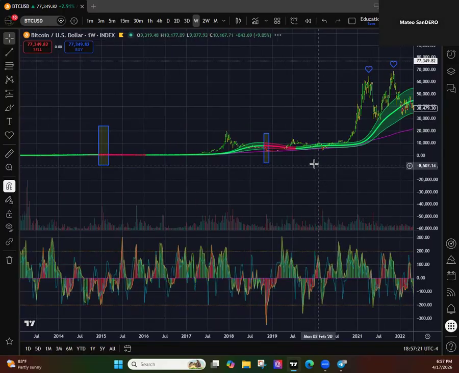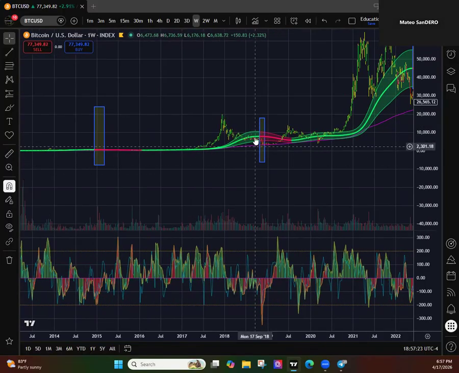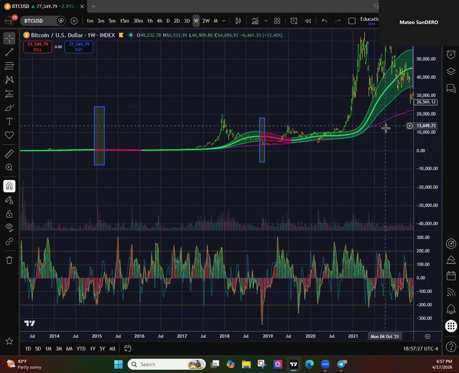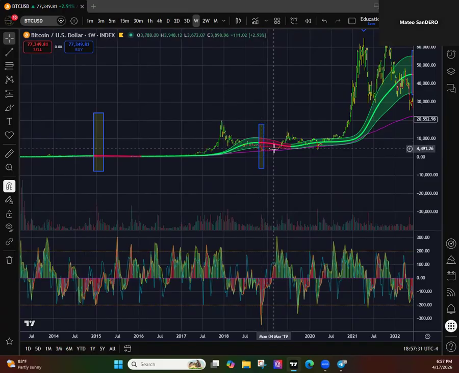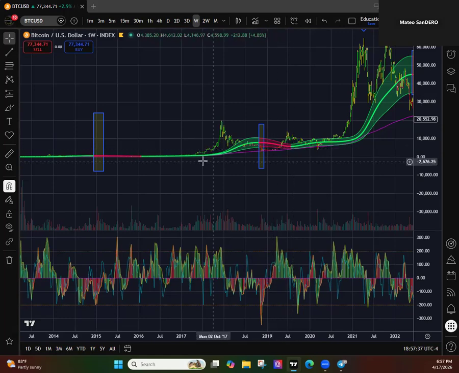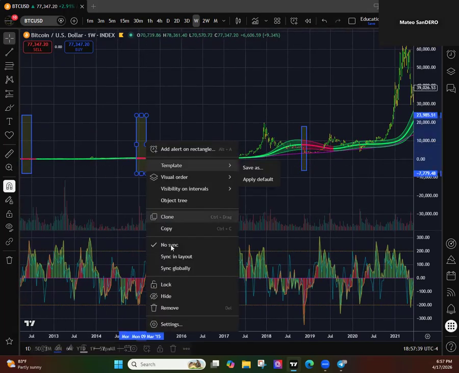Once again, if we clone how much time we've spent under the Gaussian channel and compare it to the previous cycle, two cycles ago, once again, it would be a super anomaly to have such a short bear market if we go up right now. I'm looking at how much more time to spend. We'll get rid of all these because we'll just update them.